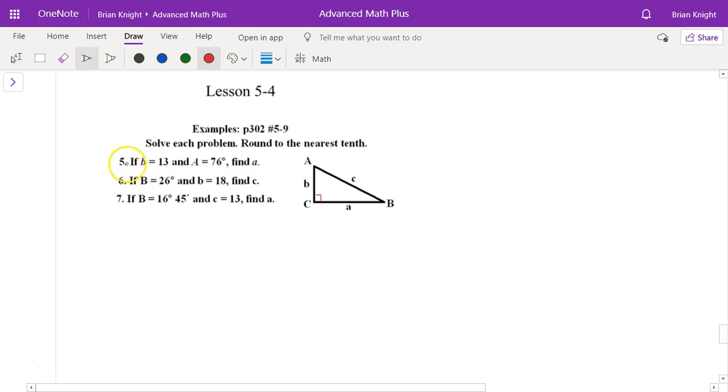Number 5, or example 5, whatever you want to call it, it gives us B. It says B is 13. And it tells me angle A is 76 degrees, and we have to find side A. So we ask ourselves, what's opposite angle 76 degrees? A. And B is the what? Which side? Adjacent. So we're looking for the opposite. They give us the adjacent. What trig function uses opposite and adjacent? And that's when you say, okay, so, ka, to. Which one is using the opposite and the adjacent?